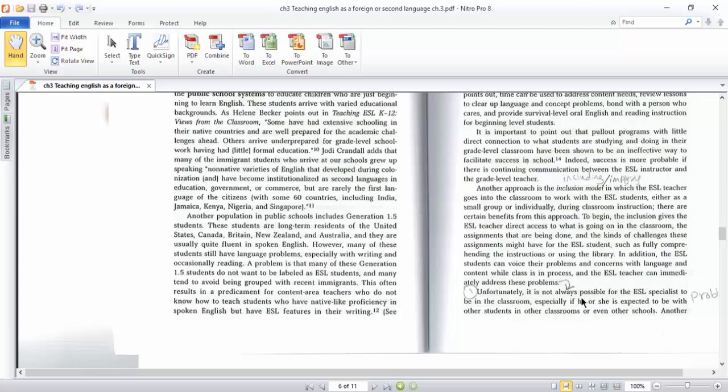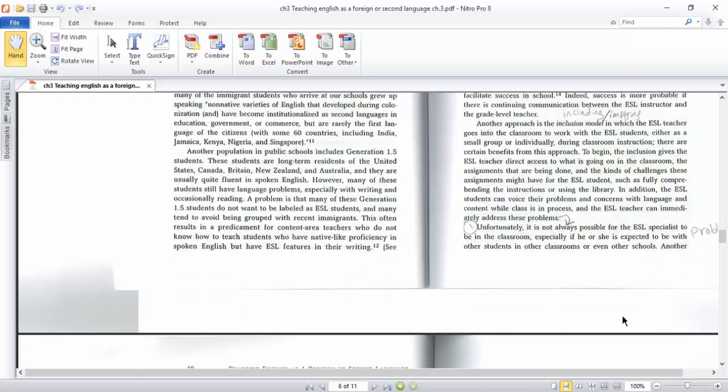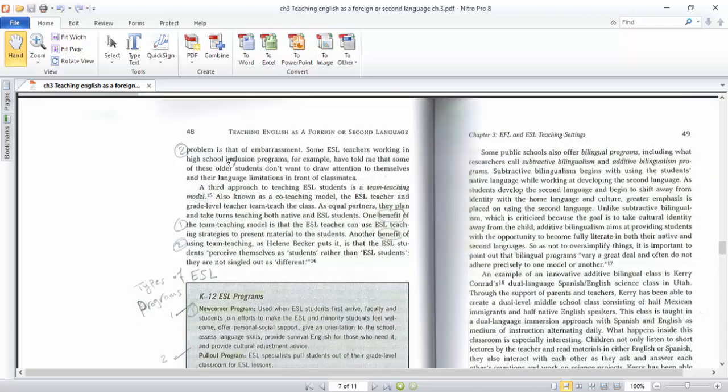The first problem faced by the teachers is that it is not always possible for ESL specialists to be in the classroom. Another problem, number 2, is that of embarrassment. Some ESL teachers working in high school inclusion programs, for example, have told me that some of these older students do not want to draw attention to themselves and their language limitations in front of the classroom. So we have two problems in the inclusion model, and we have another model, the third approach.